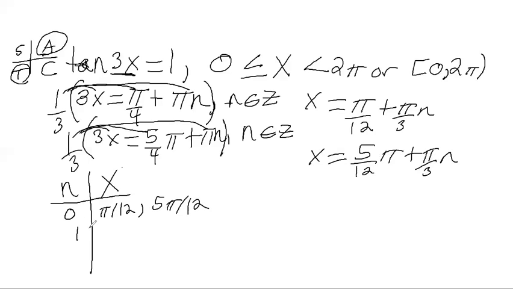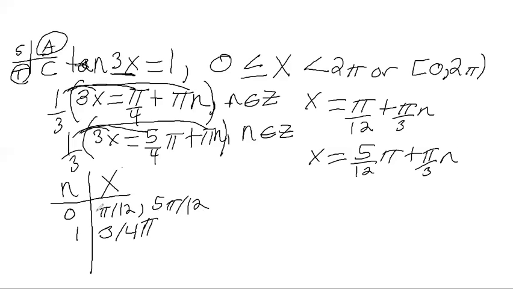Now, what about if I try for 1? Well, in the first equation here, I plug in 1. You get pi over 12 plus pi over 3, which is going to be 4 pi over 12 plus pi over 12, 5 pi over 12, same thing. But I plug in 1 into here, that's going to give me 5 pi over 12 plus pi over 3. And that would wind up giving me 4 pi over 12, 9 pi over 12, which winds up being 3/4 pi. And basically what you have to do, you just have to keep doing this until you get all of the solutions that are between 0 and 2 pi.